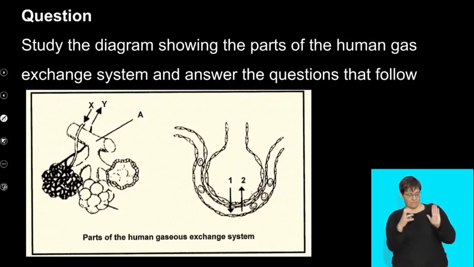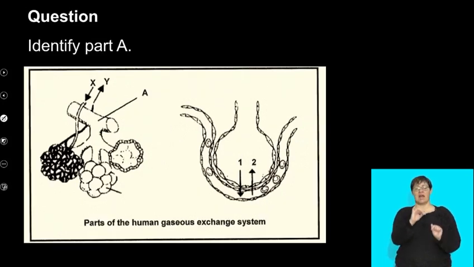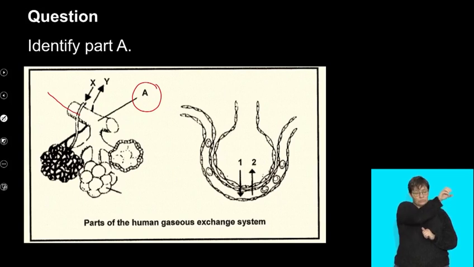So basically what it is showing you is the largest tube to the thinnest tube. So that was just a simple explanation. Now we're going to have a look at a little bit more of a, I won't say challenging question, but we're looking at a different type. It says, study the diagram showing parts of the human gaseous exchange system. Again, it tells you what we're looking at, and answer the questions that follow. Now, the first question we have to ask is, identify part A. Now, part A over here, if we have a look, is the tube bringing the air into the alveoli.